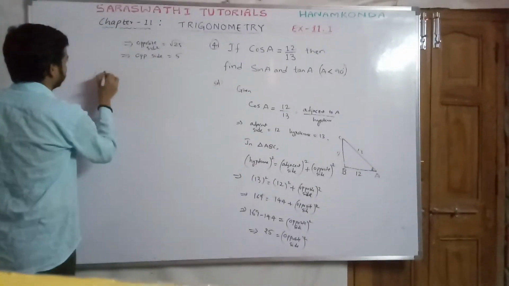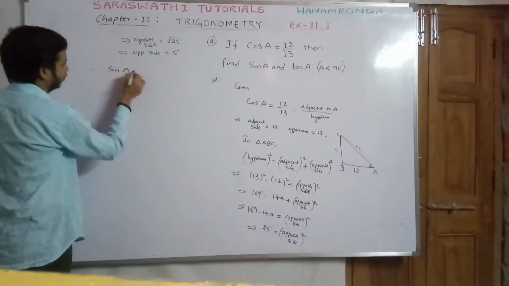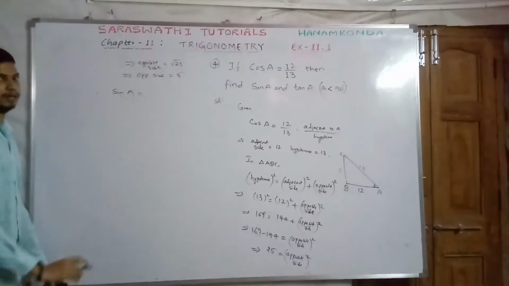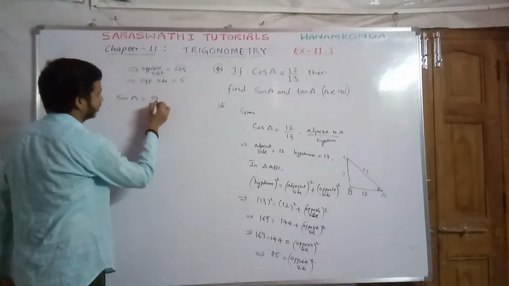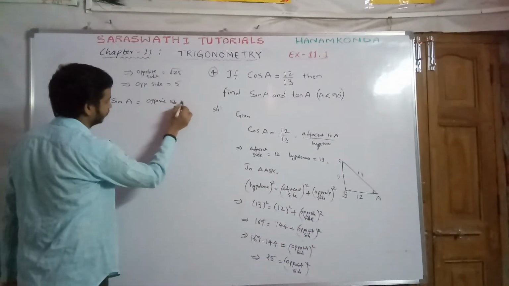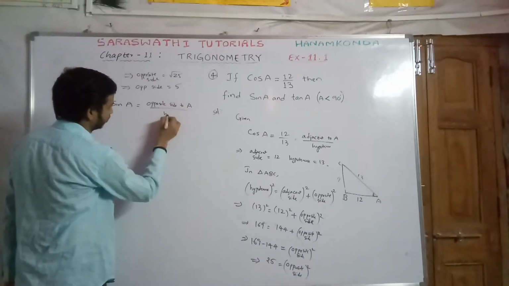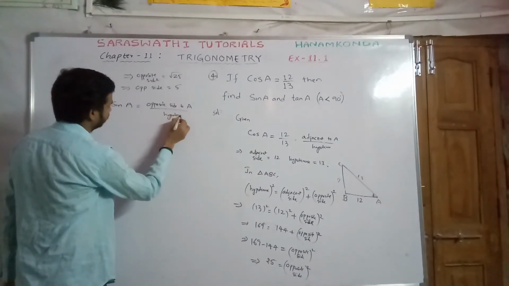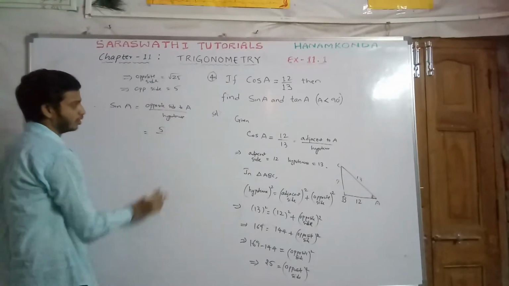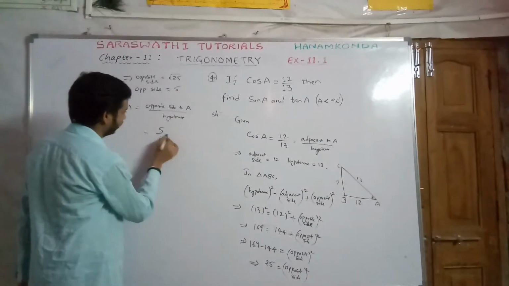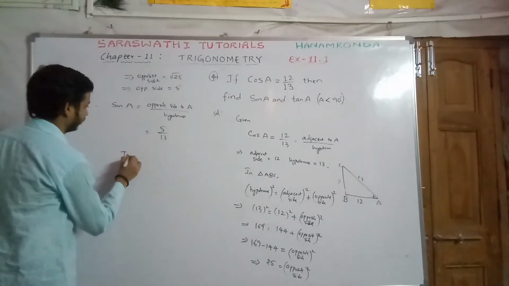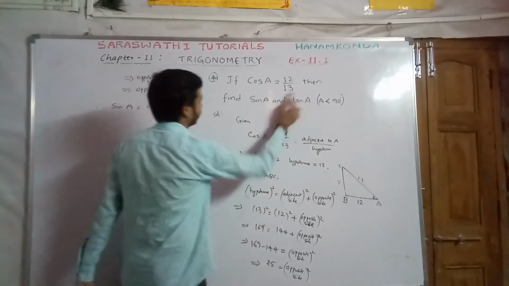Therefore sin A, we know that sin theta equals opposite by hypotenuse. So sin A is the opposite side to A by hypotenuse. Here the opposite side to A is 5 and the hypotenuse is 13. So 5 by 13 is the value of sin A. Now find tan A. It is required to find tan A.